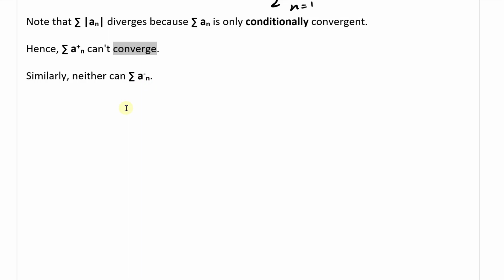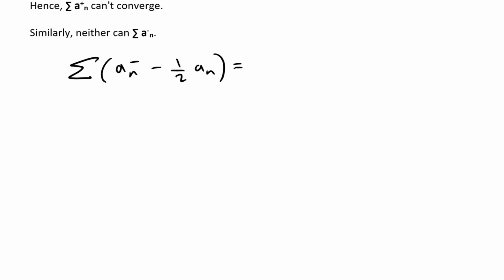And just for completeness, you could do the exact same thing. I'll just do it without the n equals 1 to infinity; the calculus book uses this sometimes for quicker notation. So an minus 1/2 an. If this series is convergent, we should have something that looks like this.